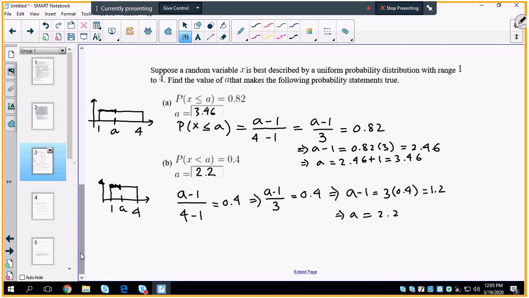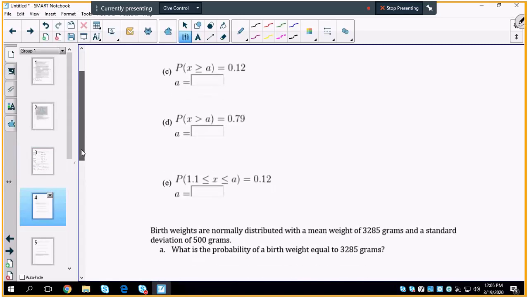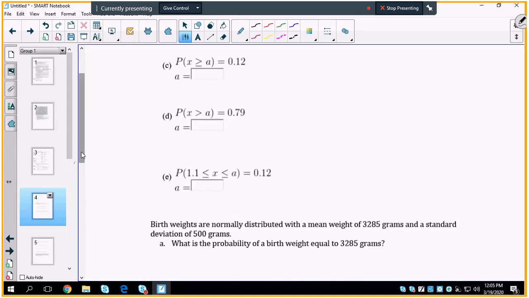Let's try to do a couple more of this type. I'm not changing the distribution, I'm changing the orientation of the probability. The distribution is still defined between 1 and 4, and it's uniform, so I get this rectangle region. I want to know an intermediate a such that whenever x is greater than or equal to a, so I'm in this region now, the probability is 0.12. This time you're starting at a and ending at 4. So on top you get 4 minus a. The bottom is still the entire range, 4 minus 1. So you get 4 minus a over 3 equal to 0.12.